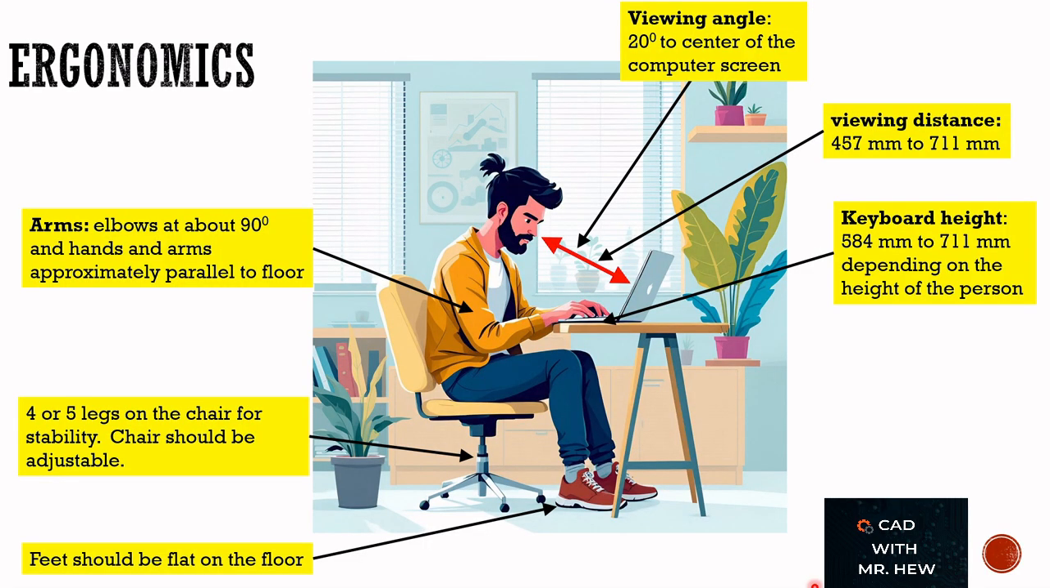So here we have the image of a user who is using a laptop computer, and the first requirement is that the user's feet should be flat on the floor. The chair should be adjustable and have 4 or 5 legs for stability. So here are the 4 or 5 legs on the lower part of the chair. Arms, elbows at 90 degrees, and arms and hands approximately parallel to the floor.